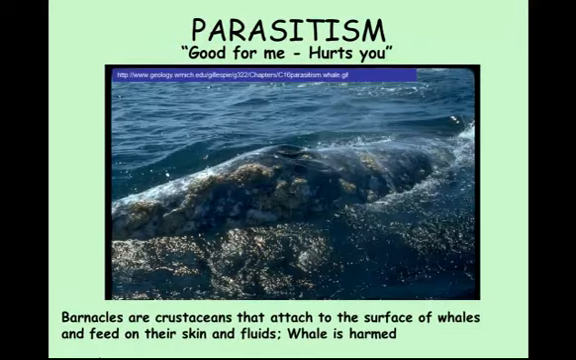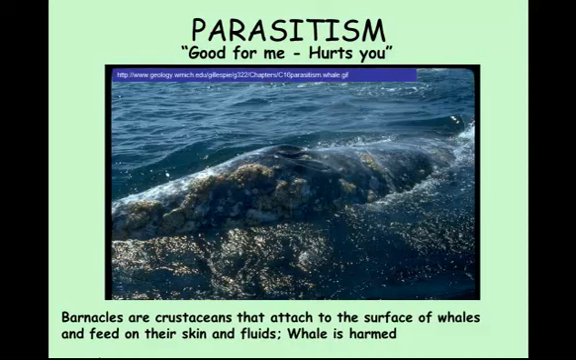The third kind of symbiosis is parasitism. And if you look at whales or other big ocean animals, often you see what looks like warts or bumps growing on the surface of the skin. Those are not warts. They are barnacles. They're critters. They're little crustaceans that attach to the skin of the whale, and they're feeding on the skin and the bodily fluids of the whale.